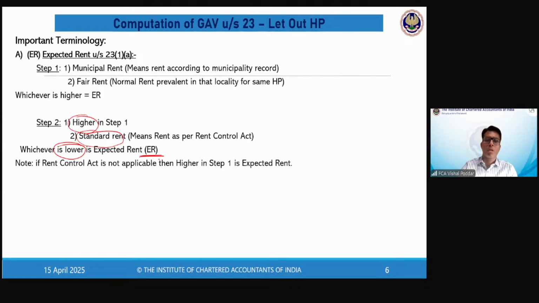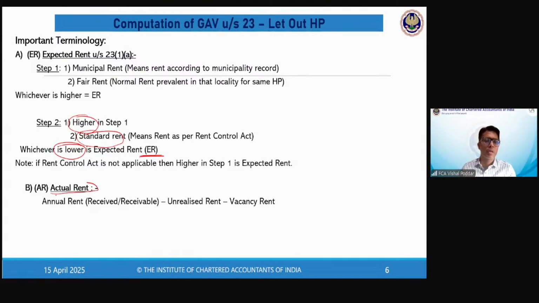And then you have to find out actual rent. How is this figure AR computed? Take the annual rent, because our charging section also uses the words annual value. So, let us say you have fixed the rent at 50,000 per month. Then 50,000 into 12 months is your annual rent. Now it may be received or it may be still outstanding. That makes no difference, because if you remember, our house property head computation is to be done on a due basis.